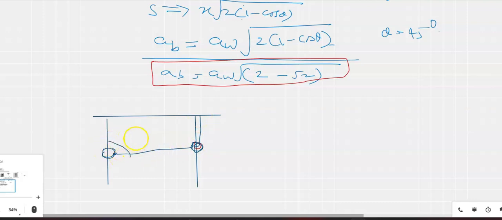Now this is angle alpha. Now the problem is, if this is going with velocity v, then what is the velocity with which this will go up? That is the question. So here we can see that I will redraw this diagram a bit.